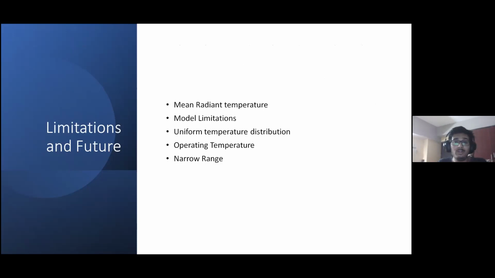Now, coming to the limitations. First of all, we said that the mean radiant temperature we have taken exactly equal to the cabin temperature. This definitely is not true. We are talking about the limitations of this model, and we'll also go on to how this model can be expanded. Coming to the limitations, as I said before, mean radiant temperature has been taken equal to the actual air temperature in the cabin.